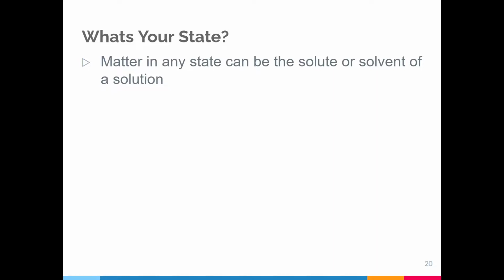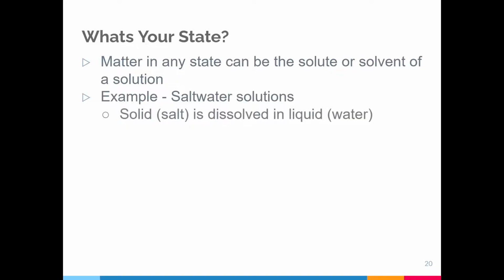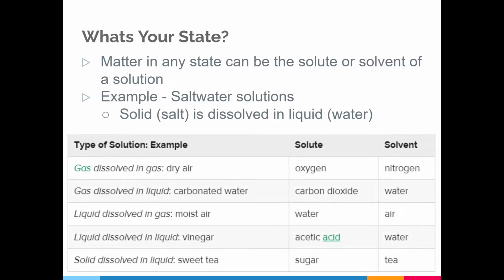Matter in any state can be solute or solvent of a solution. For example, in a saltwater solution, salt is a solid, but it gets dissolved in liquid water. If you look at the table below, you see examples of multi-states of matter solutions. Gas dissolved in gas can be dry air. You can also have a gas dissolved in liquid. This would be carbonated water, for example, carbon dioxide.